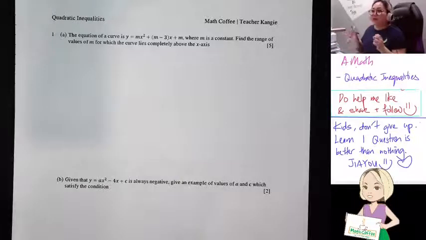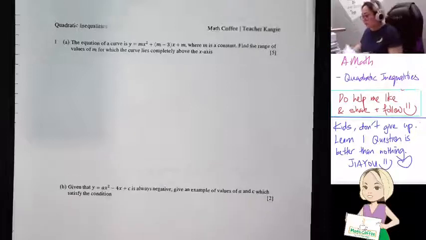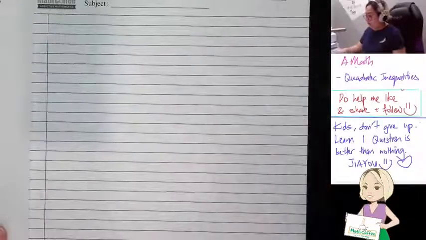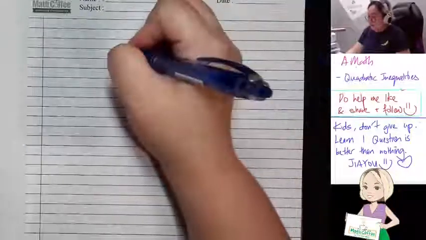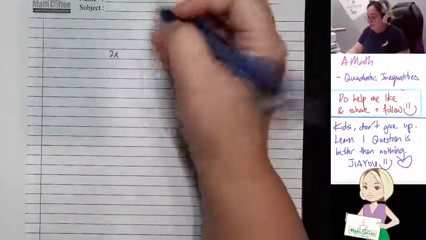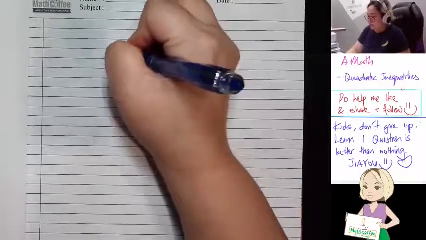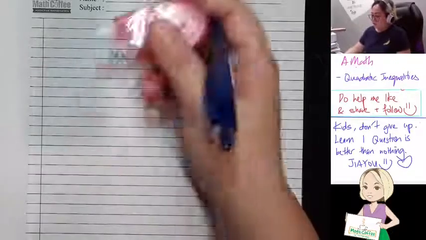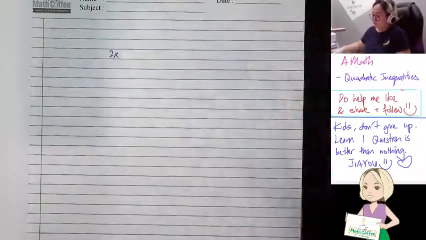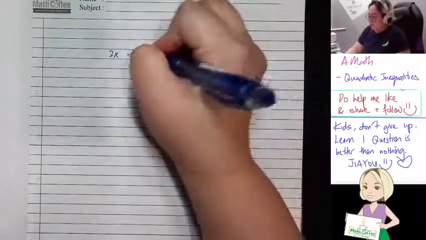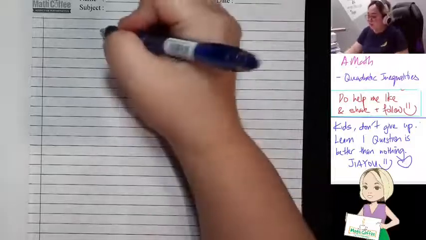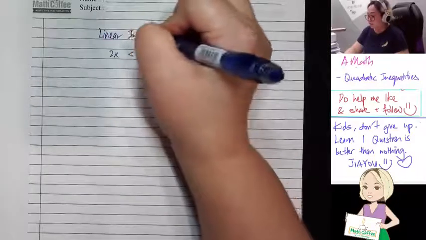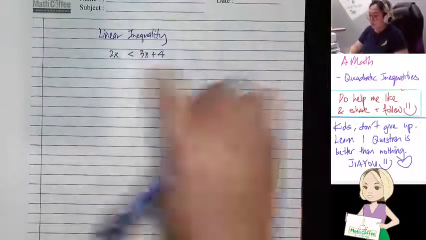It's just that quadratic inequality is only learned in A Math. It's not learned in O Level E Math. So let's talk a bit about inequality. When we have a simple linear inequality, of course I'm going to make it very simple here. Let's say I have 2x less than 3x plus 4. This is a linear inequality, you can see it's x to the power 1.